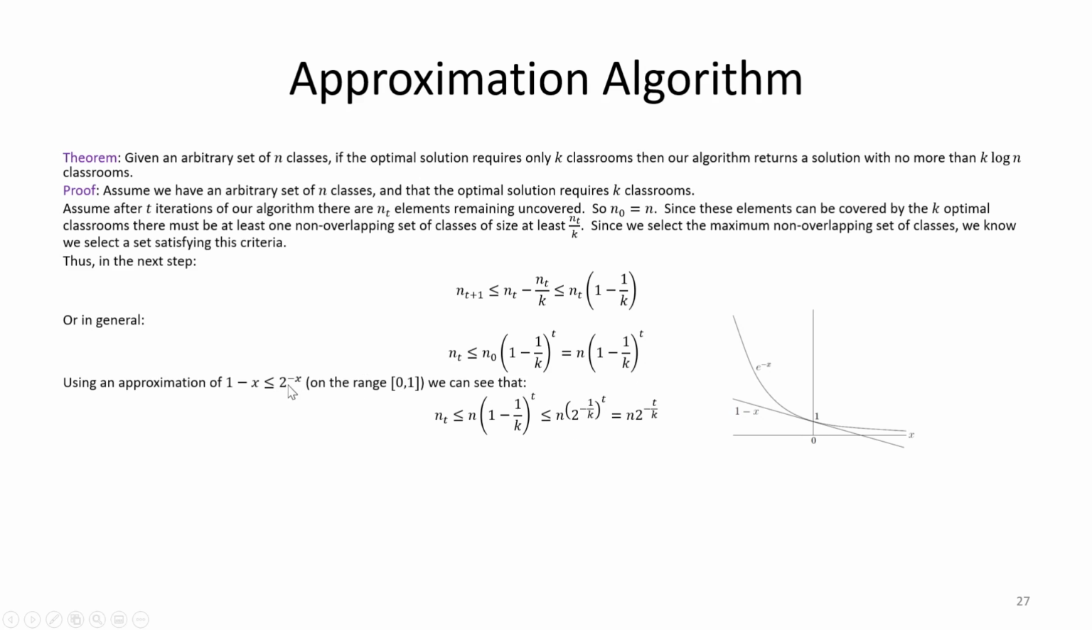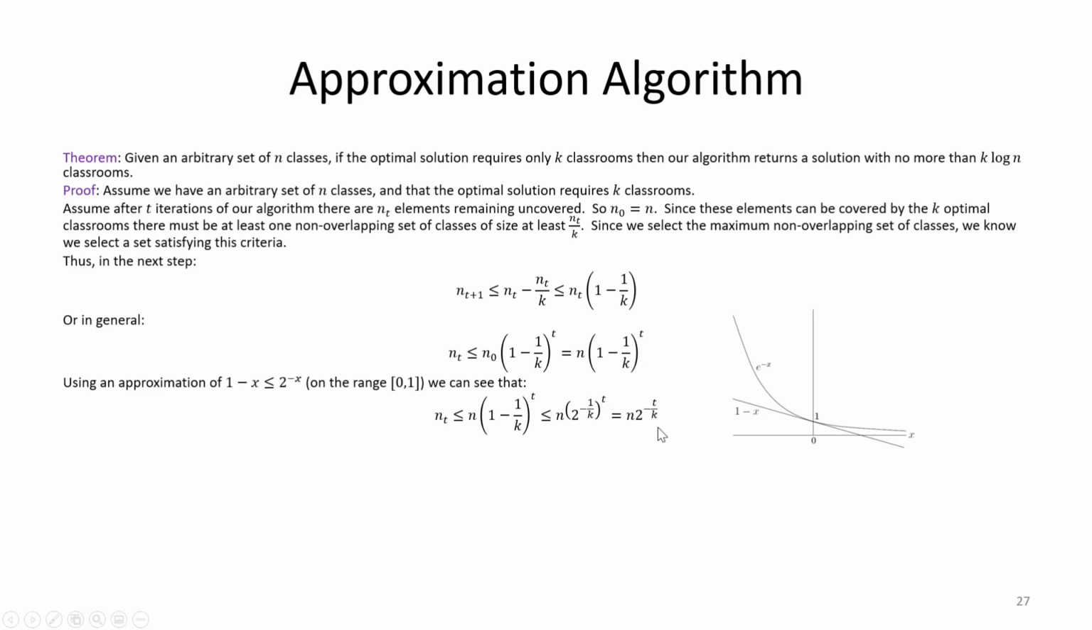All right. Now, in that formula, our x, remember, was this 1 over k. So I'm going to swap that out here. We're going to say here this 1 minus x is less than or equal to 2 to the minus x, where 2 to the minus x here is now 2 to the minus 1 over k. A little more simplification, bring that t in. We get this formula here, n times 2 to the minus t over k.